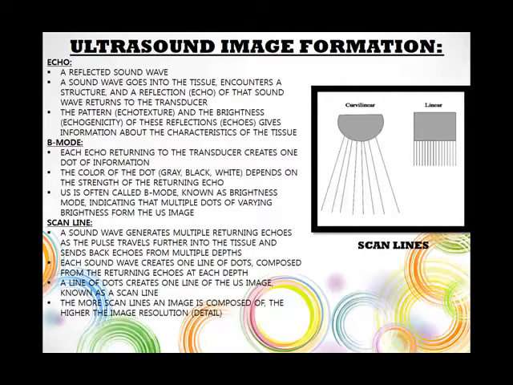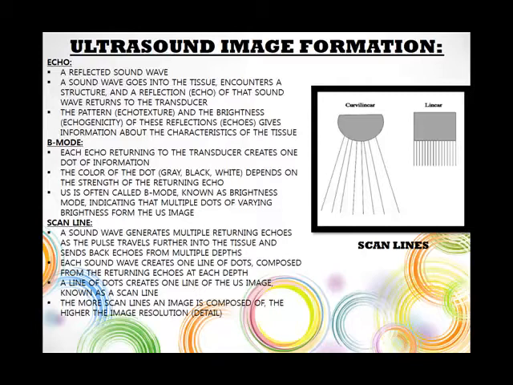So how do we get an image? So we have our transducer, and our transducer sends a sound wave into the tissue. The sound wave encounters a structure, and then an echo returns to the transducer. So we learned about echoes earlier today. An echo is a reflection of that sound wave. It's the signal that returns back to the transducer. It's what gives us our ultrasound picture.